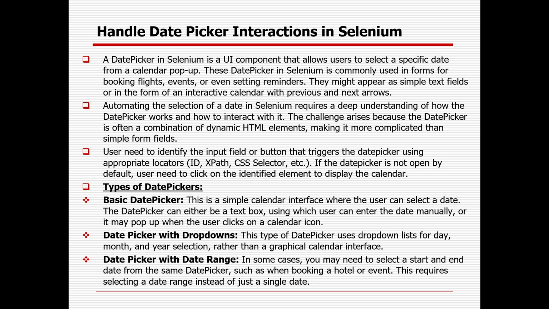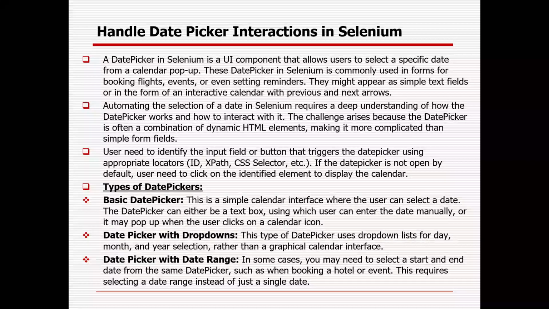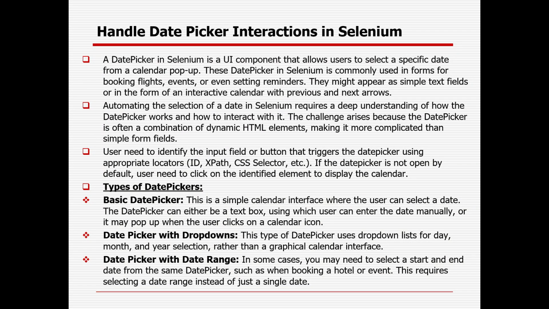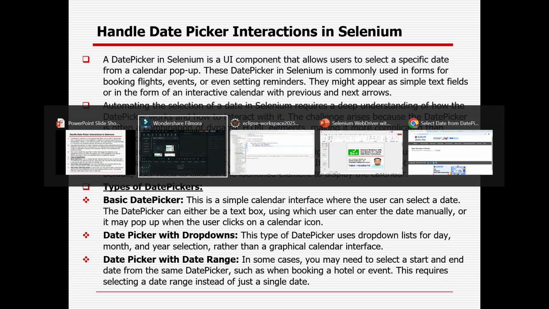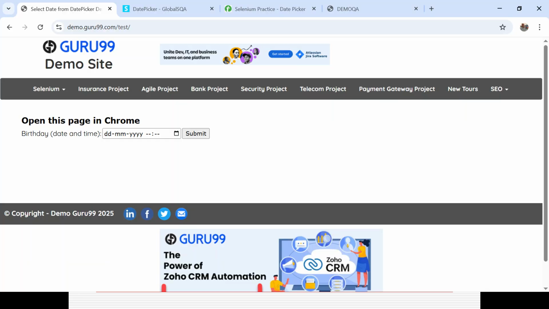So today I will show you how to deal with different kinds of date pickers, either a text box or a button or an HTML element like that. So let's see the first implementation. This is the website demo.guru99.com test. You can see here, if you click, you can enter some value, and after that you can click on the submit button, so it will be displayed.